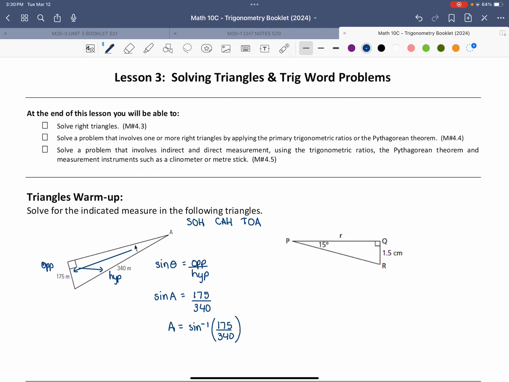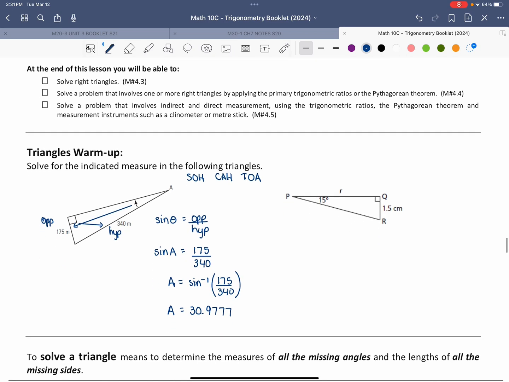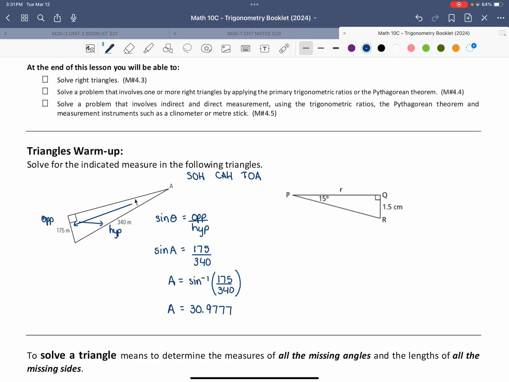And now we plug it into our calculator. So shift sine to get sine inverse, bracket 175 divide 340, close bracket, and then equals. And we should get 30.9777. With angles, we usually round to the nearest whole number. So that would be 31 degrees.